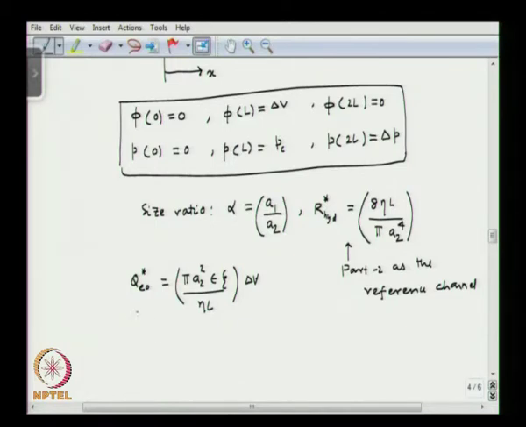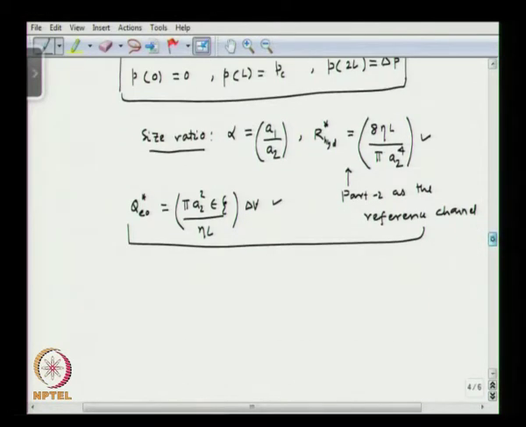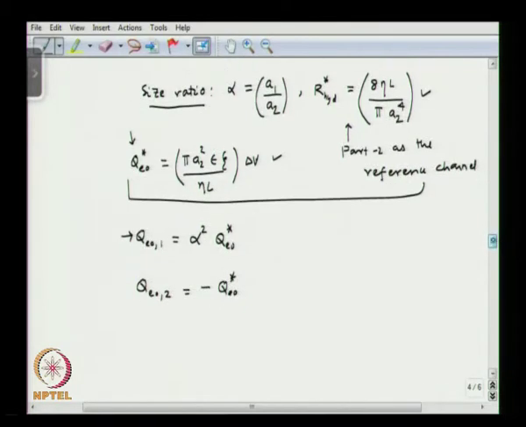So considering part 2 as a reference channel, finding out hydraulic resistance, electroosmotic flow and knowing the size ratio alpha, we can write the electroosmotic flow rate in part 1 of the channel as alpha square into Q EO star, okay. And similarly you can check Q EO 2, and this is going to be minus Q EO star, and this negative sign here is because of the direction of the voltage drop, okay.